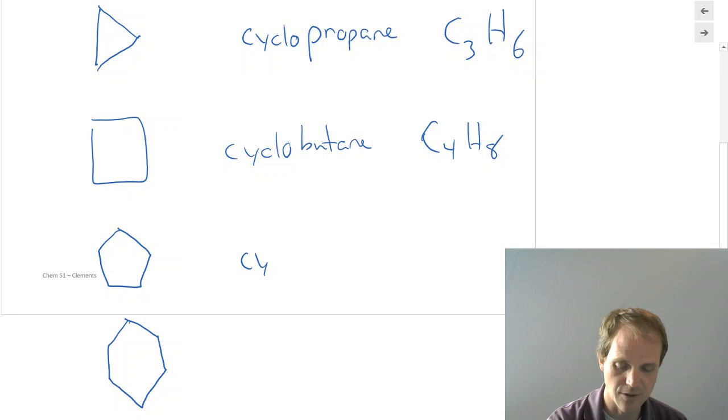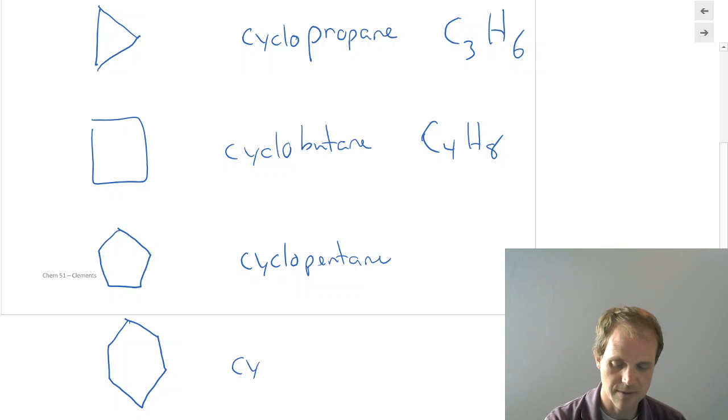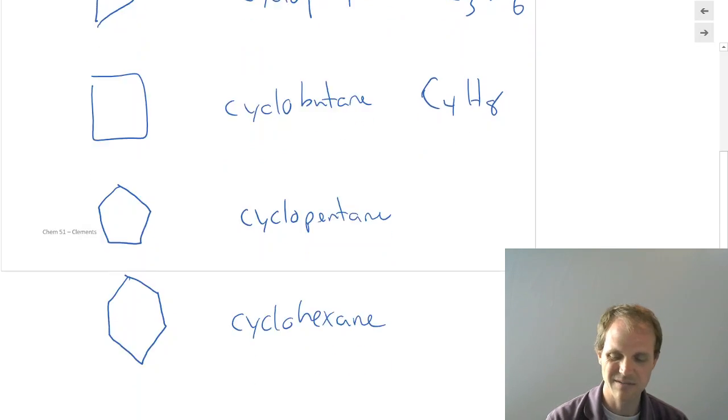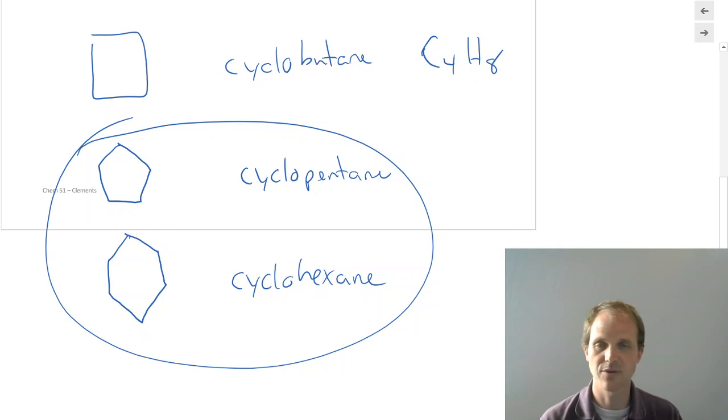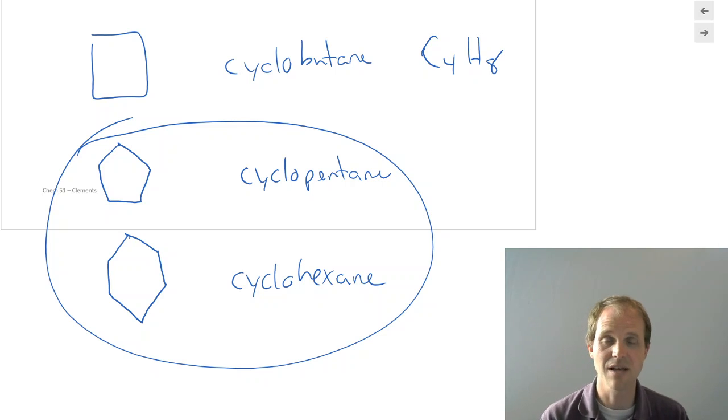This is going to be cyclopentane. And this is going to be cyclohexane. I stop there because, like I said, most of the things we're ever going to see are some sort of derivatives of cyclopentane or cyclohexane, maybe some double bonds, other things. But most of what we're going to see in organic chemistry is either 5-membered rings or 6-membered rings.